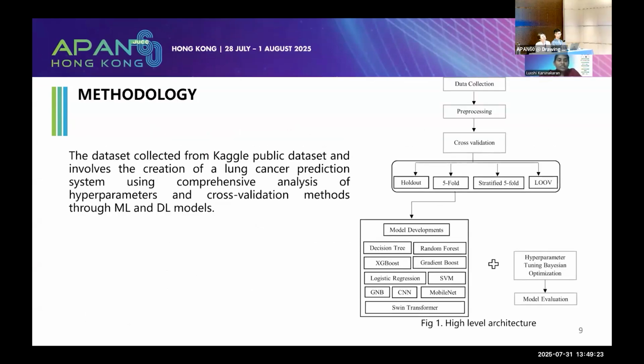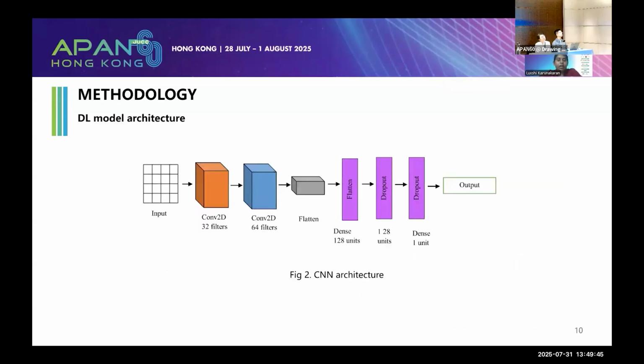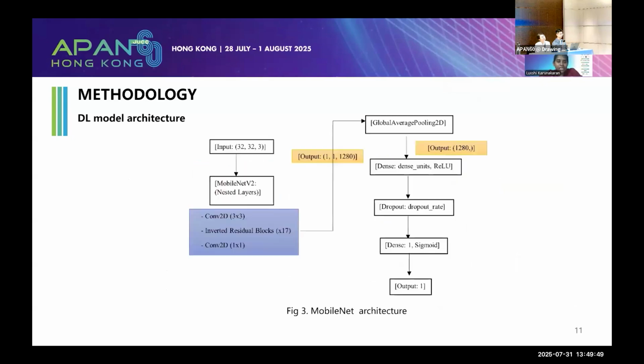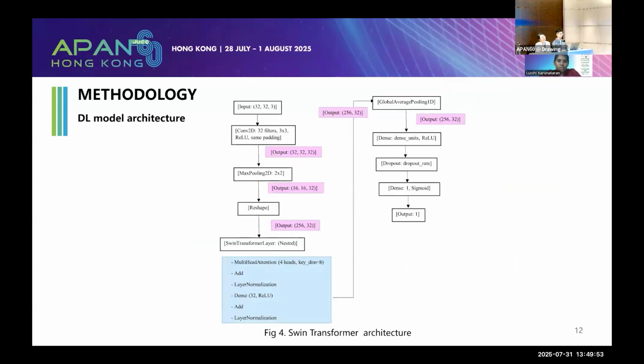Our research focuses on lung cancer prediction using numerical data. We collected a publicly available data set, and used hyperparameter tuning along with machine learning and deep learning concepts on the numerical data, with deep learning models such as CNN, MobileNet, and Swin Transformer.